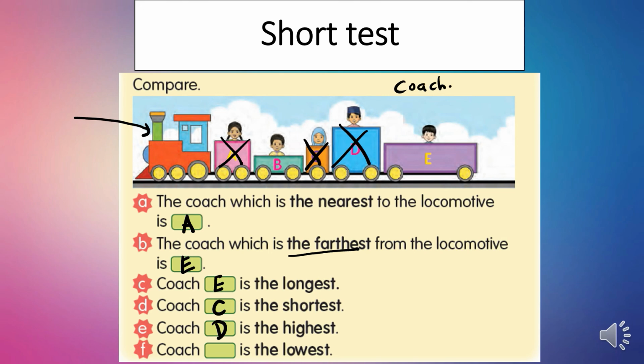Now let us compare coach B and E. Oh, you realize that coach E is the same height with coach C. They have the same height with coach C. Therefore, you can see that coach C and E are a wrong answer. Therefore, coach B is the lowest of them all.